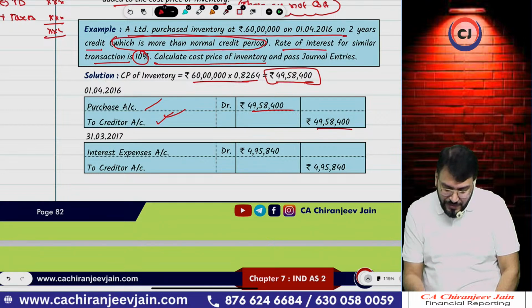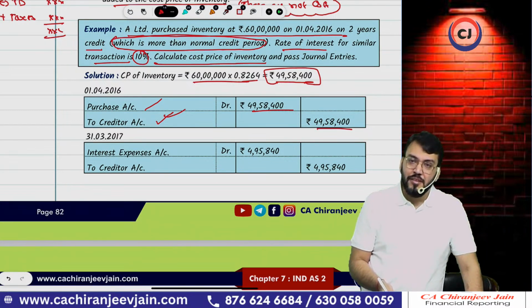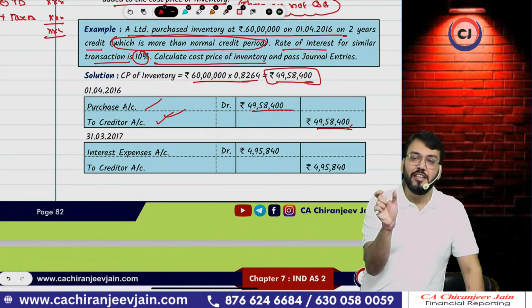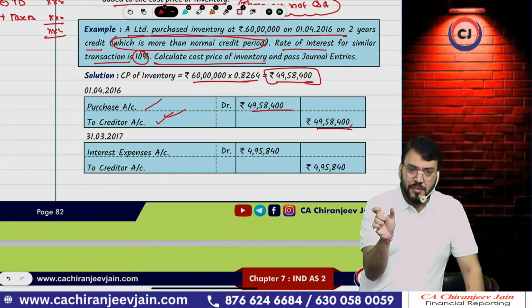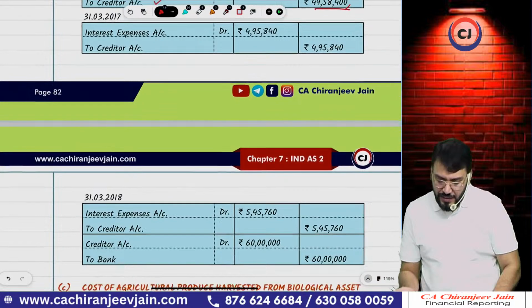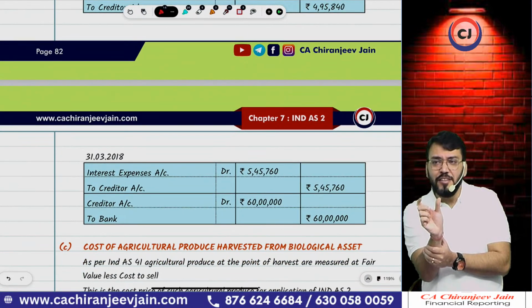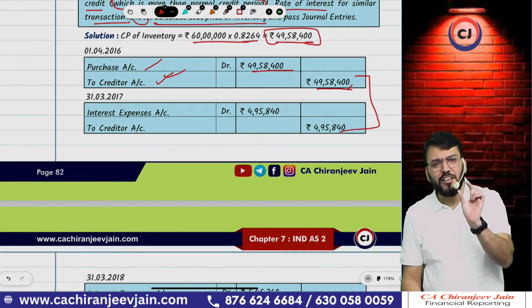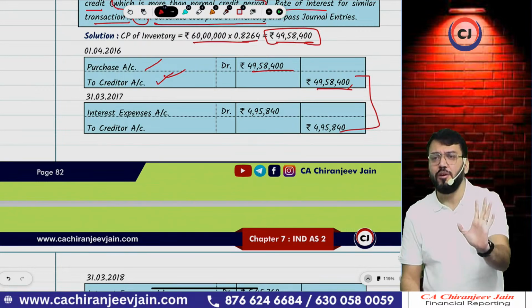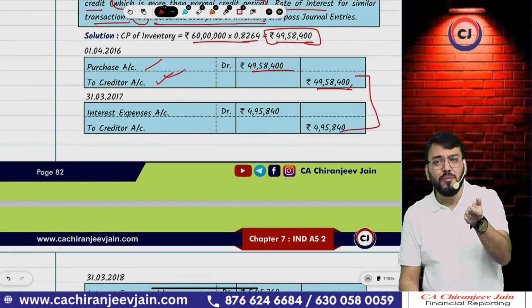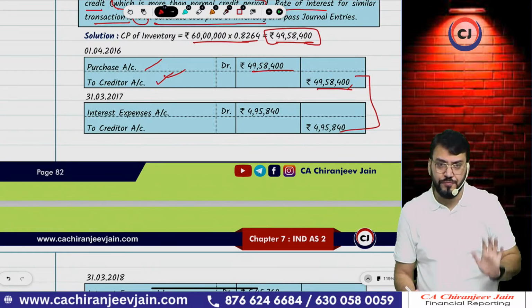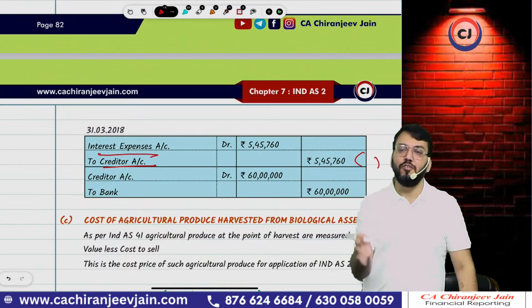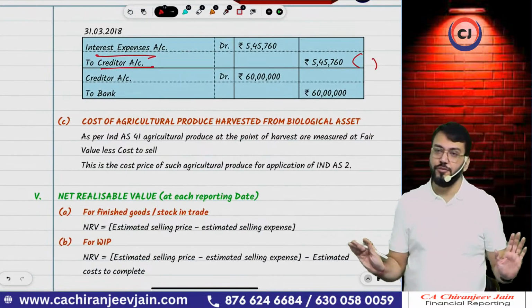Then the first year interest will be 10% of this amount, that is 4,95,840. Journal entry: interest expense account debit to creditor or payable. Then the second year interest will be a balancing figure, meaning the total payable of 60 lakh minus these two, because last year interest is always calculated as a balancing figure when using discounting, so that approximation differences can be ignored. Interest expense account debit to creditor, then creditor account debit to bank. This is also understood.